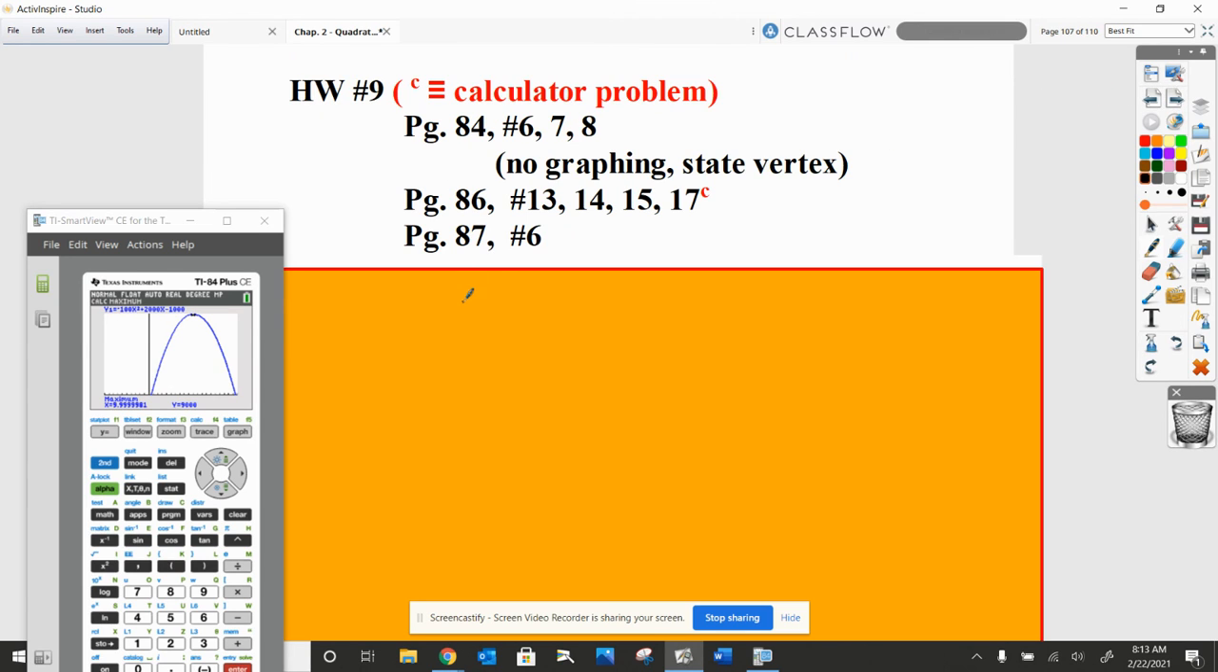Okay. Homework number 9. The only one that you need your graphing calculator for is number 17. So you have 8 problems total. The directions in the textbook for the first 3 say find the vertex and then graph it. You do not need to graph for those 3. All I'm asking you to do for 6, 7, and 8 is just to tell me what the vertex is. Okay, and then you have these 4 problems from page 86, and then 1 problem on page 87.